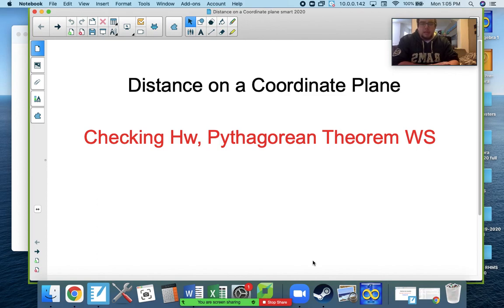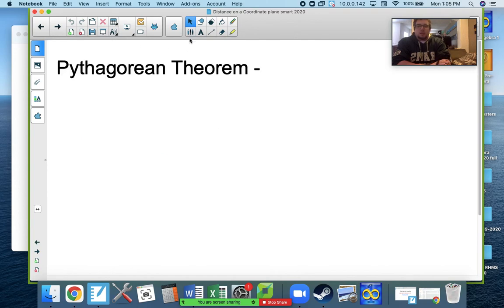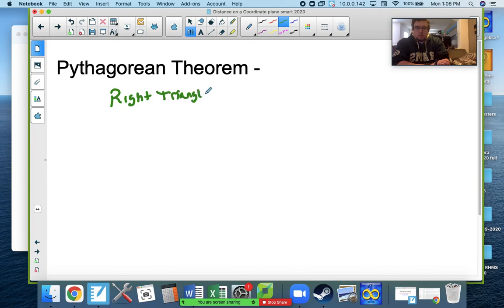Today in class we looked at distance on the coordinate plane. It's very, very similar to the Pythagorean theorem. We just make the triangles within the coordinates. So again, our Pythagorean theorem states that as long as we have a right triangle, then their side lengths, the two legs, A and B, when squared, will equal the length of the hypotenuse squared.